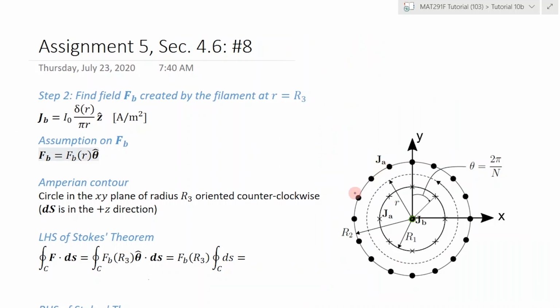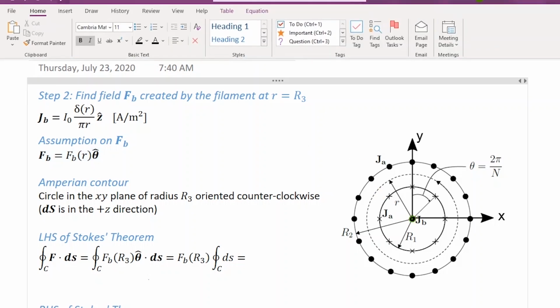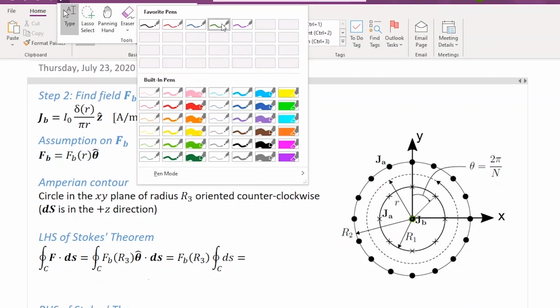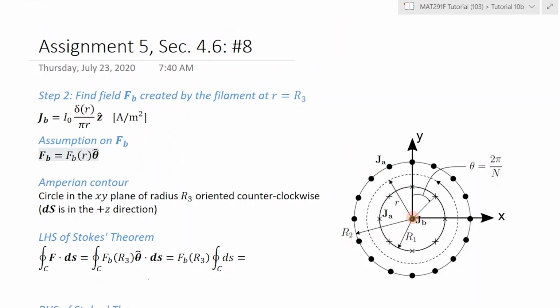What I drew here is the same XY trace. I've highlighted the filament with green, so now green will correspond to everything that has to do with the filament that, remember, was aligned with the z-axis. And we want to find the field created by this filament at R equals R3. This is a reminder of how the current flux density looks for this object.